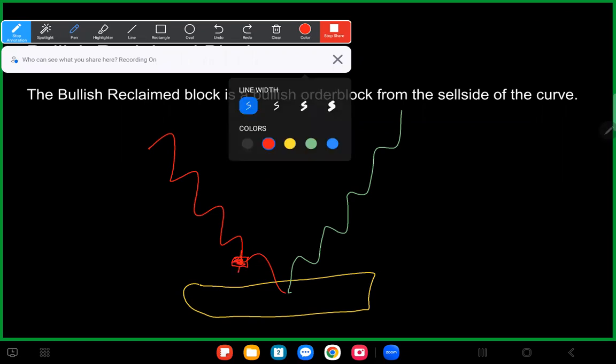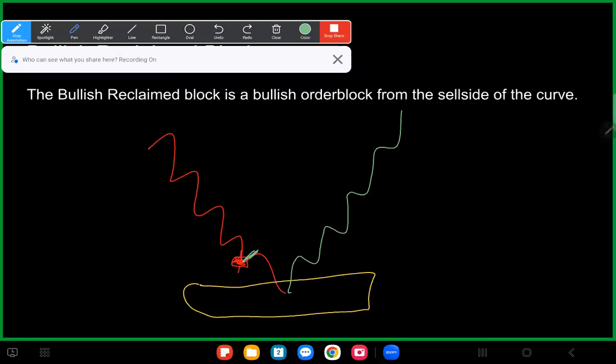This down candle prior to this up move right here is your bullish order block, sorry, from the sell side of the curve. And then once price makes its way over here, we can anticipate that this candle will get reclaimed, because remember, the market makers were hedging in their positions here. So maybe they'll come down here back into this order block level and then mitigate those positions or stack on more buy positions and then take it higher. That's the logic behind why price comes back down to those bullish reclaimed order blocks.